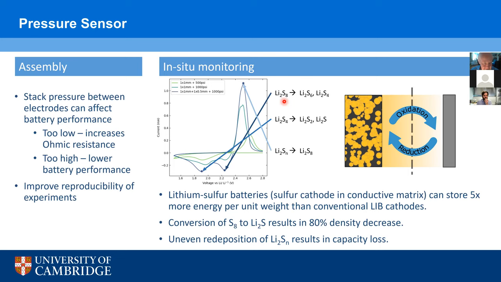During the conversion of elemental sulfur to lithium sulfide, there's a large decrease in density. The lithium sulfide occupies 80% more space than the elemental sulfur, which leads to an increase in the volume. And this impacts the conductive host matrix because it applies a load which can lead to fracturing and loss of electrical connections. Another load that can affect the electrical connections is due to the redeposition of these polysulfides, which are soluble in the electrolyte and which shuttle between the two electrodes as they dissolve.